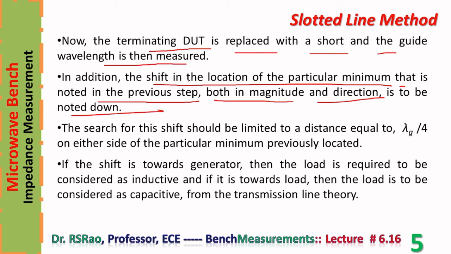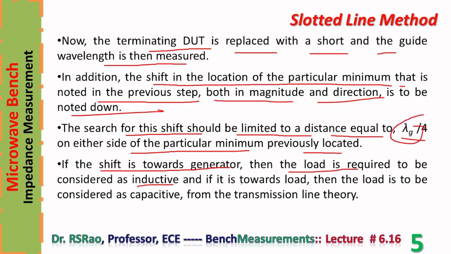So in the second step, again, one has to make two measurements. Of course, in the second step, the termination is a short. The two measurements are: one, finding the guide wavelength, and the second, finding the shift of the minimum that is identified in the first step. The search for this shift should be limited to a distance equal to lambda g by 4 on either side of the minimum position identified in the earlier step. If the shift is towards the generator, then the load is inductive. If the shift is towards the load, the load is capacitive. This information is from transmission line theory.